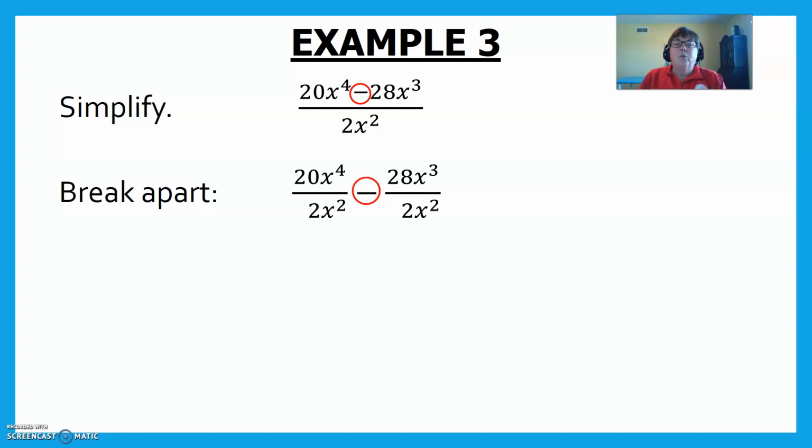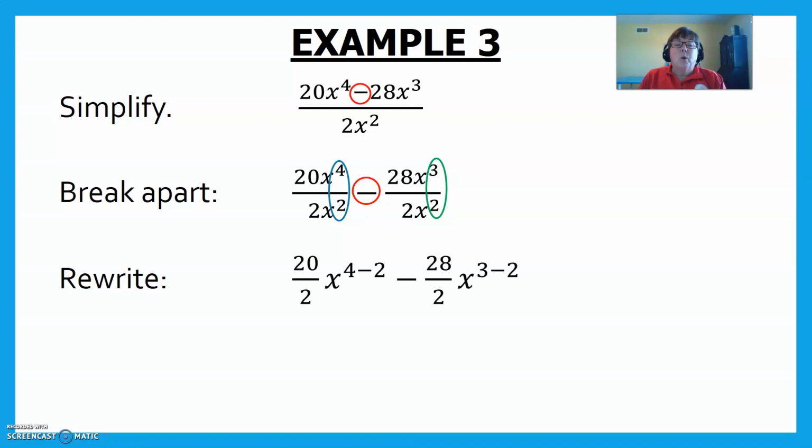Now I'm going to rewrite. So I'm going to look at my exponents so I know what I'm rewriting. I get 20 over 2 and then x to the 4 minus 2, minus 28 over 2, x to the 3 minus 2. So there's the 4 minus 2, there's the 3 minus 2. And the last step is simplify.